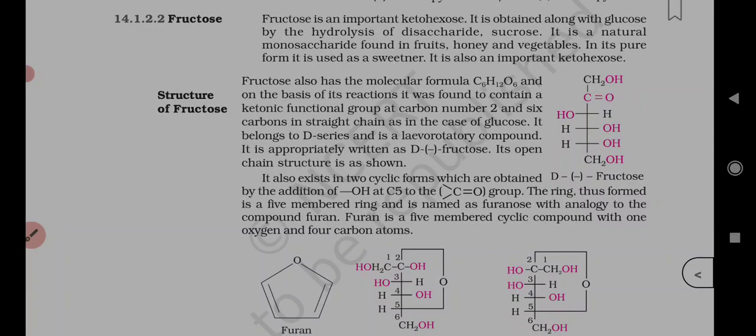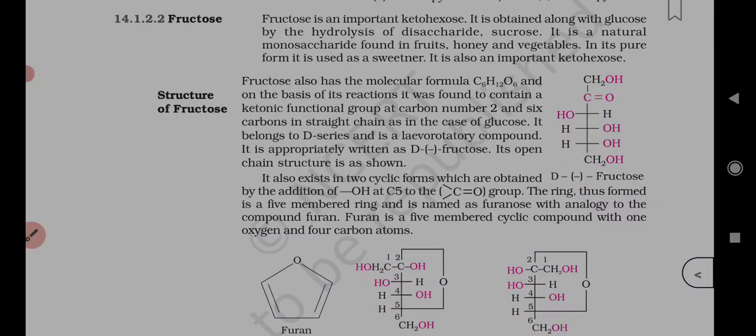The ring thus formed is a 5-membered ring and is named as furanose, with analogy to the compound furan. And glucose was named pyranose with the analogy of pyran, which had 5 carbon atoms and 1 oxygen in the ring.